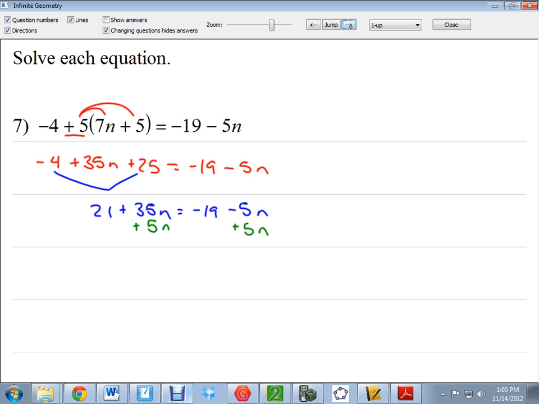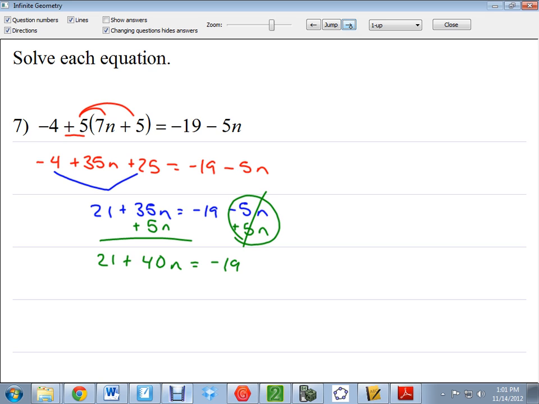But the idea here is to get all your n's on the same side. So I have 5n's over here that I need to get rid of to get all of my n's on this side of the equation. So that's why I add the 5n to both sides. What does that make when I add 5n there? 21 plus 40n is equal to negative 19 is the only thing that's left over on this side.